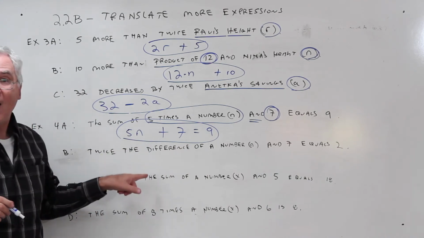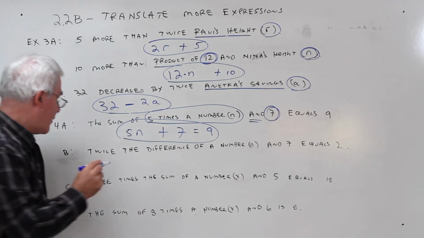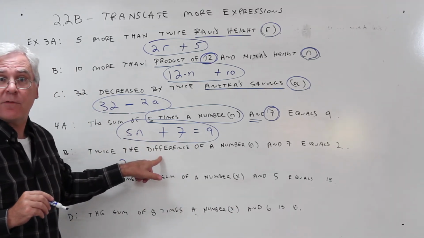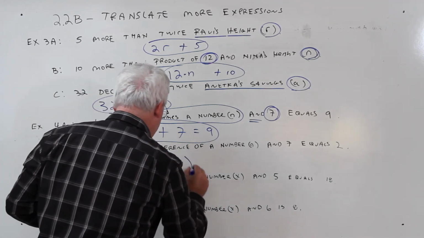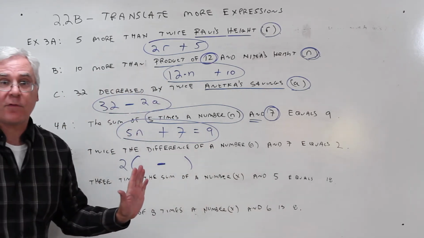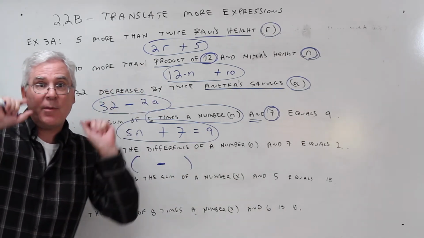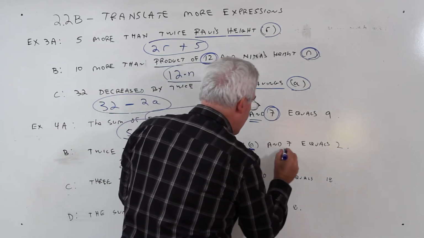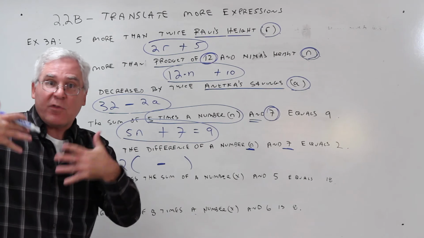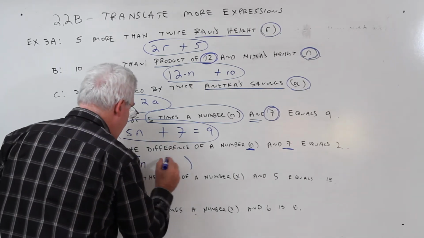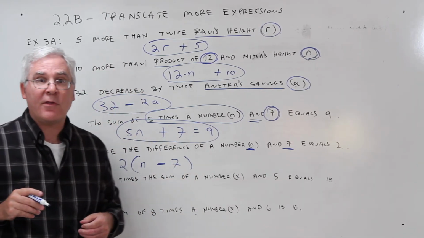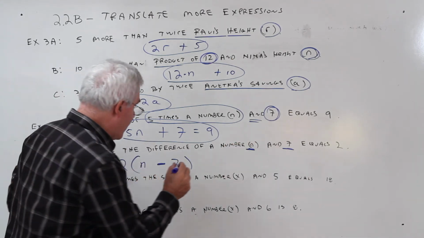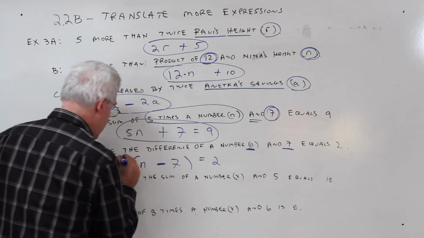B. Twice. Okay, twice. 2 times. 2 times what? 2 times a difference. Okay, so 2 times some difference. That whole thing's got to be in parentheses. What's the difference? The number is n, and the other number is 7. So the first thing is n and 7. Whenever they say the difference, the first thing goes first, the second thing goes second. Equals a 2.